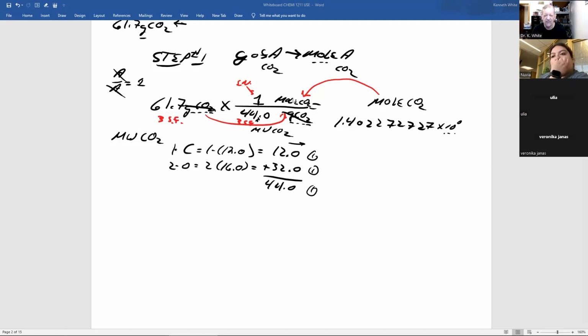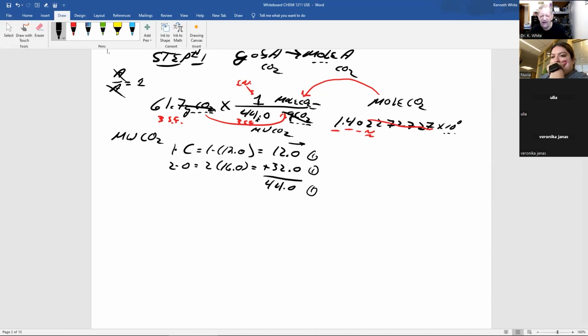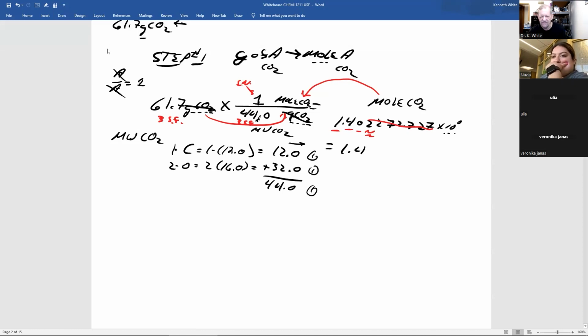And somebody already beat me to it, but I'll do it. Keep the 1, keep the 4, keep the 0. Use the 2 to round off. That's 4 or less, so I'll drop that. And this is for step 1, how many moles of CO2.